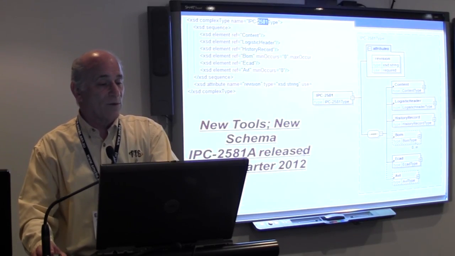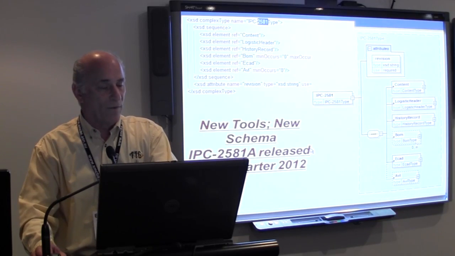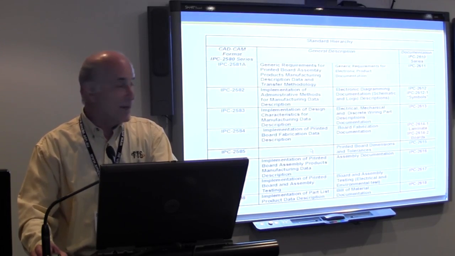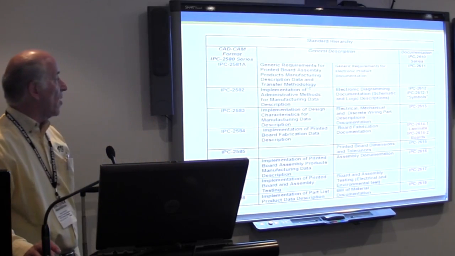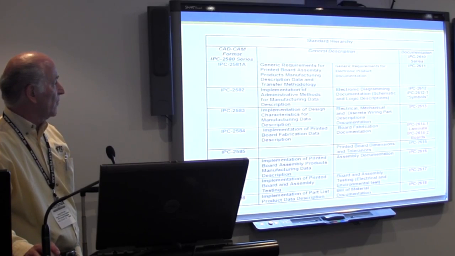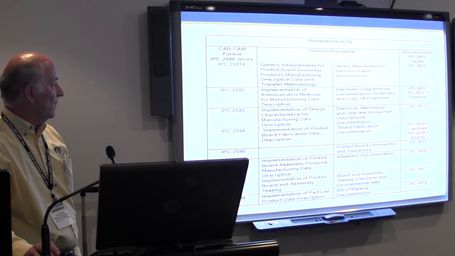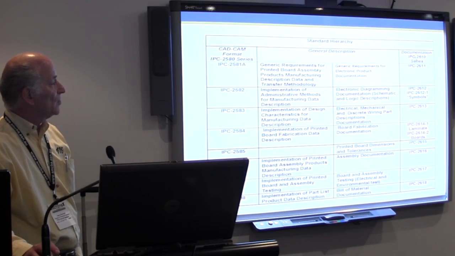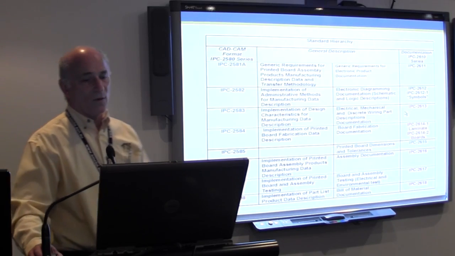The new tool schema that was released in the first quarter of 2012. All right, and they're still working on enhancing it. And then the last slide that we have is the standards hierarchy. Here are your data formats, your 2581 series, it's your generic requirements for the board descriptions, then the administrative and manufacturing data in the 82, implementation design characteristics in 83, the 84 is the board data description, and it keeps on going on down the line. Right, and your documentation, 26 guys down that way. So there's an awful lot that's in there.